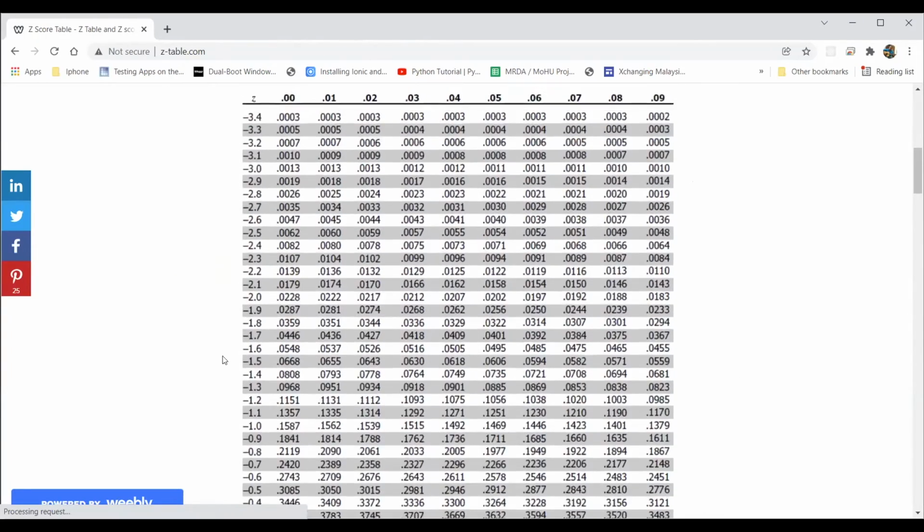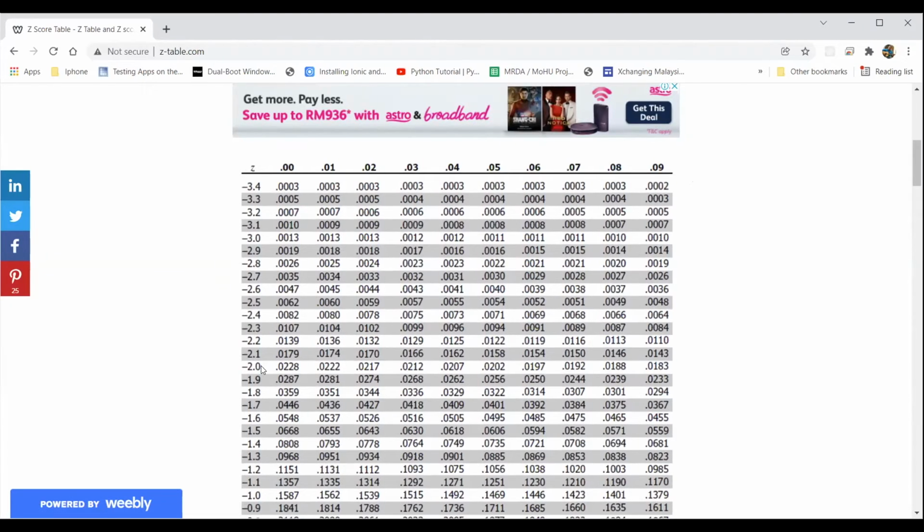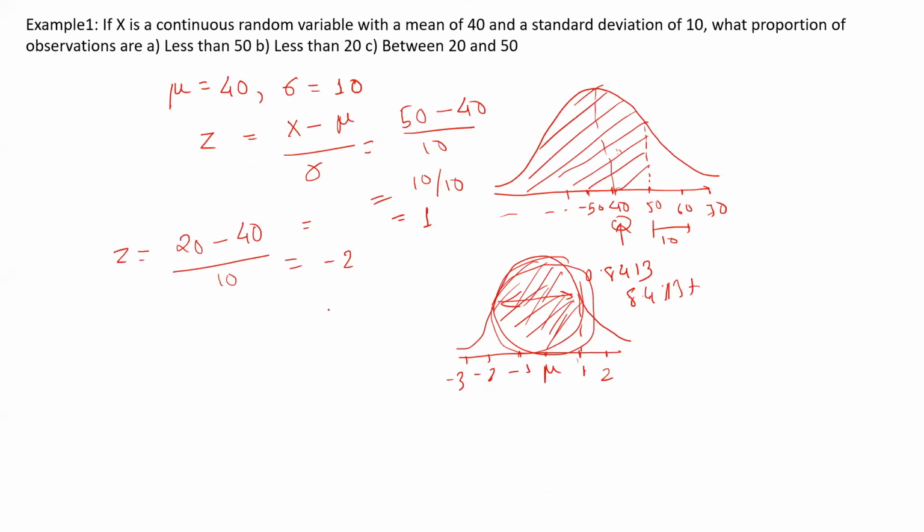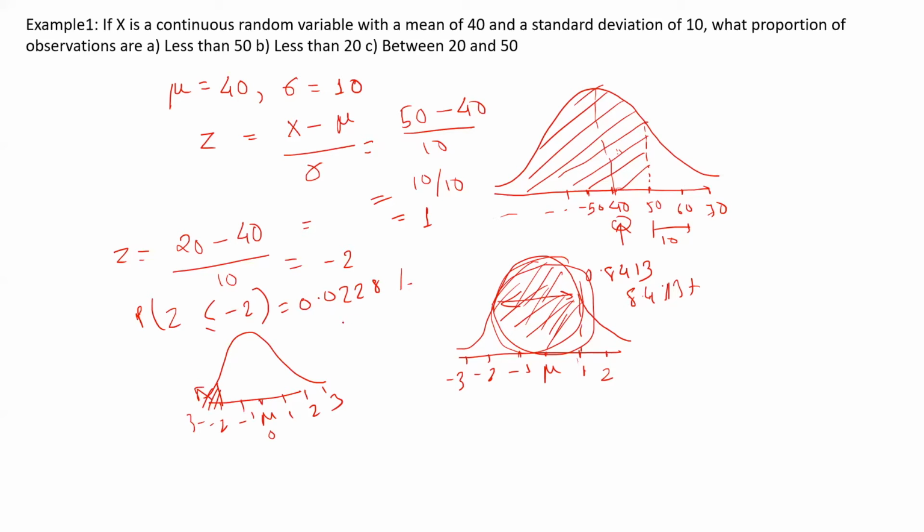So minus 2 will be this one, 0.0228. So the probability of this one, less than minus 2, will be 0.0228. If we draw here, this is mu, this is 0, this is 1, 2, 3, this is minus 1, minus 2, and minus 3. So you see here, only this portion are we talking of. So only 2.28% of the observations will be less than 20.